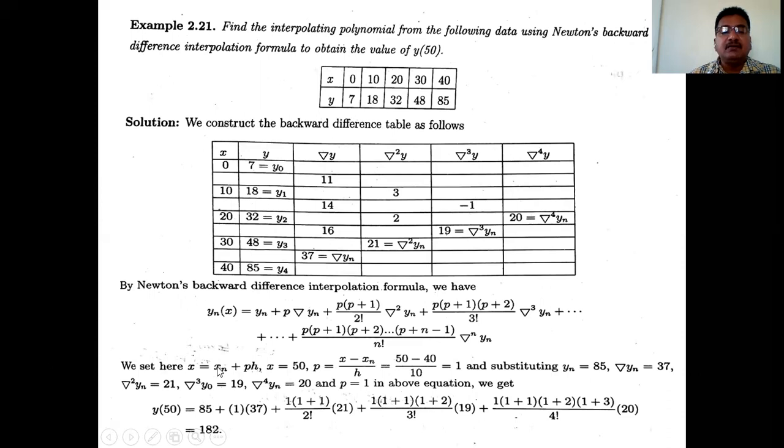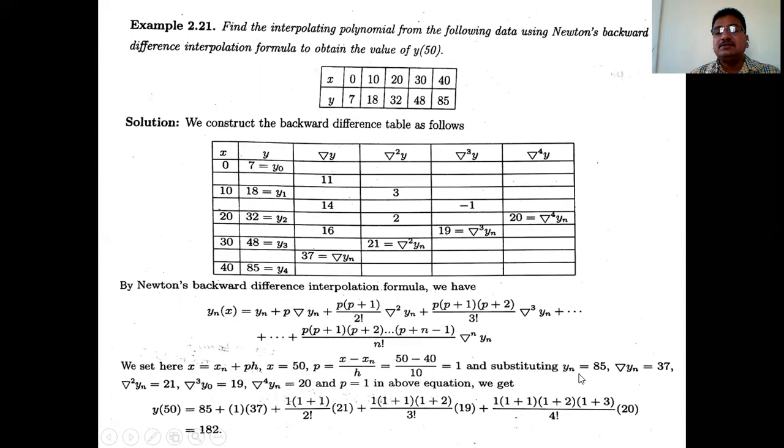And then what is x? x is 50. We have to find the value at 50. So x is 50 and u is (x minus (a+nh)) divided by h. In this notation, a+nh means the last point. So the answer is 50 minus the last value of x, which is 40, divided by 10, so u is equal to 1.